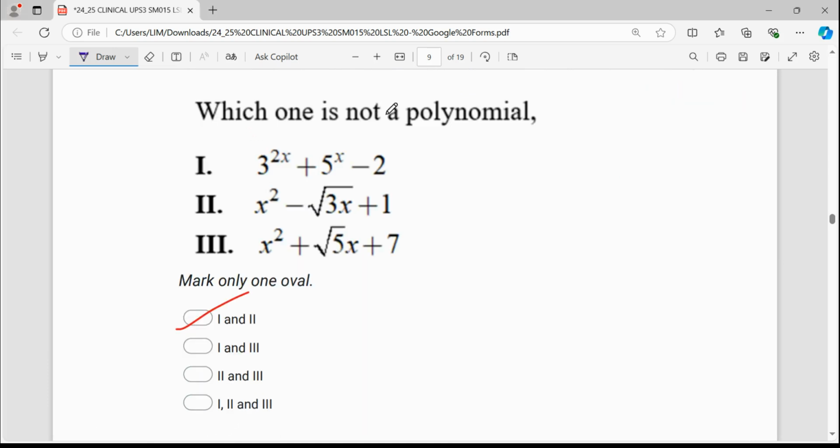Then which one is not polynomial? To become polynomial, x is the base and the power must be a whole number. So this is indices, this is not correct. This x is to the power of 1 over 2. This is also not polynomial. So therefore, we have option 1 and 2.